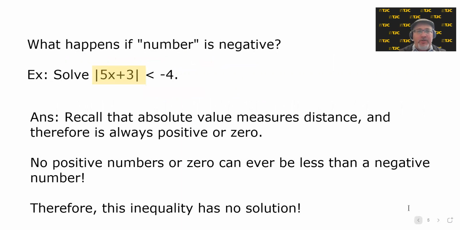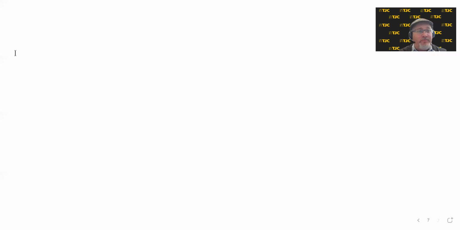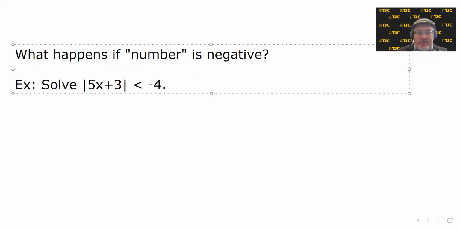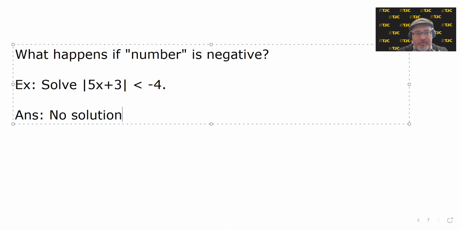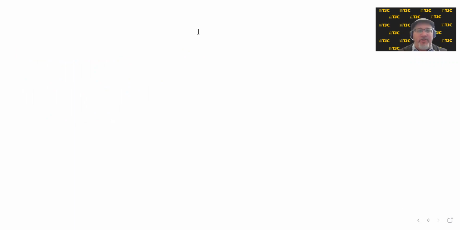So what's the solution to this? Well, we've kind of already let the cat out of the bag, but let's put some closure on this problem by actually writing the solution, which is that there's no solution. So answer, no solution. No real numbers work. So that's what happens if that number is negative when you're doing an absolute value inequality. Well, what if it's 0? Now, if it's 0, then one of two things happens. So we'll take a look at both instances.